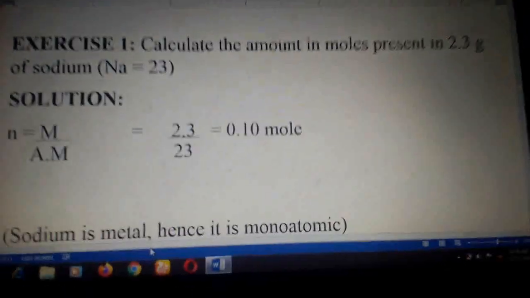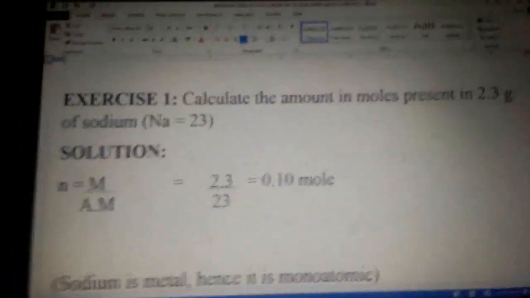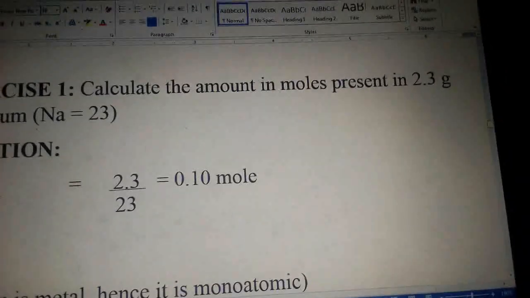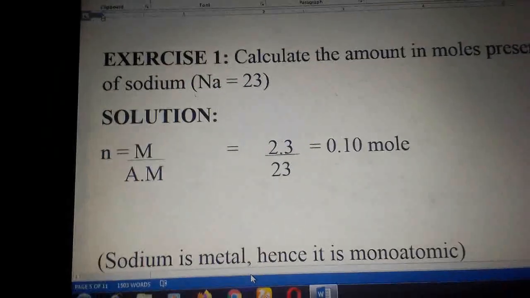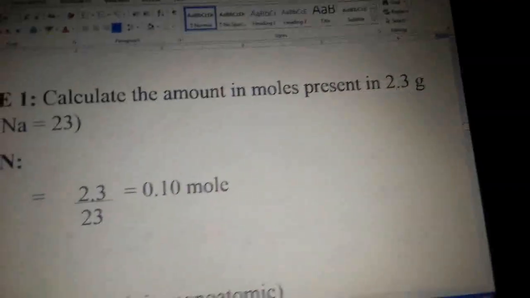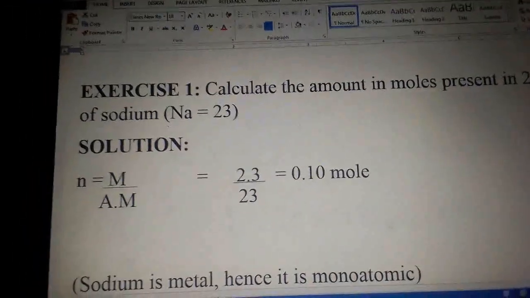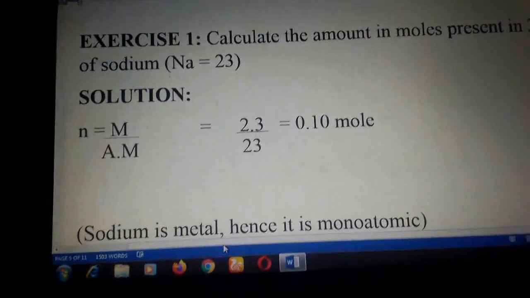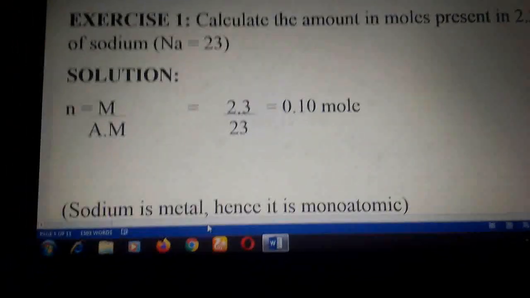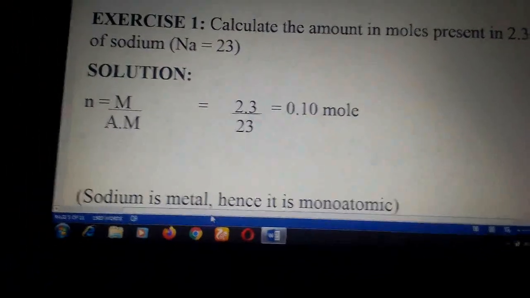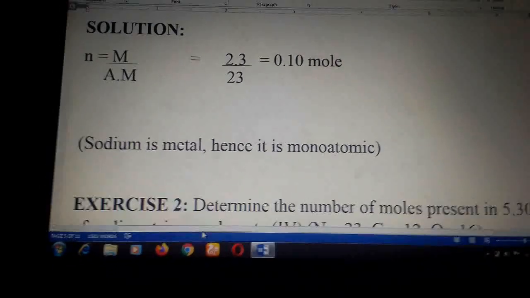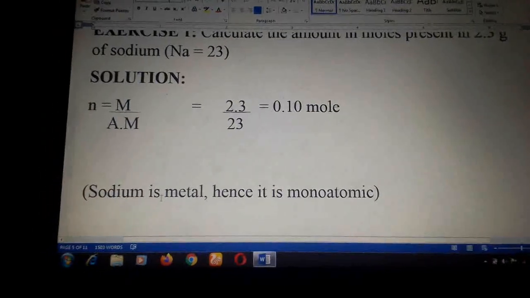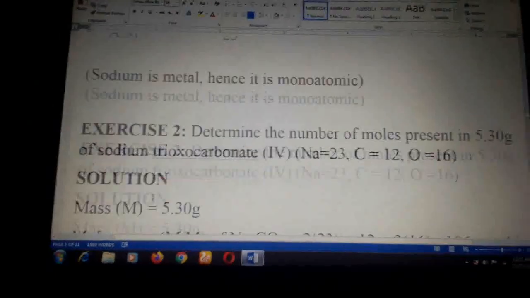So let's take the first example. The first example says calculate the amount in mole present in 2.3 grams of sodium. So 2.3 represents mass. So the mass is 2.3 grams. And then sodium is a metal. And being a metal, we expect it to be monoatomic. So use the first equation, mass over atomic mass. That is 2.3 over 23. That gives us 0.10 mole. So as you can see underneath the explanation, sodium is a metal, hence it is monoatomic. So that's why we use the atomic mass directly. So sodium cannot occur as Na2. It's not a molecule.